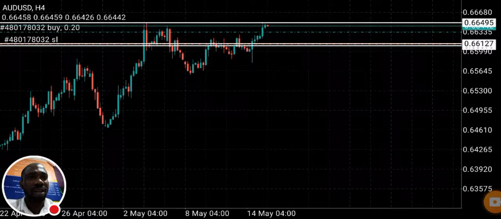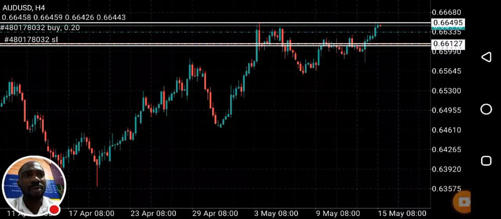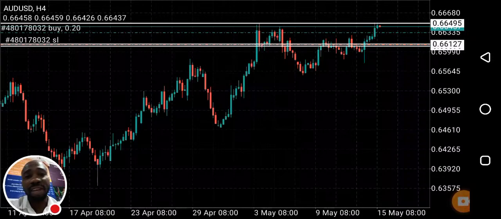Let me start with Australian dollar USD. I'm currently buying Australian dollar USD. I have a trade on Australian dollar USD. I believe you guys can hear me, right? All right. So I took a trade on Australian dollar USD. I bought Australian dollar USD.